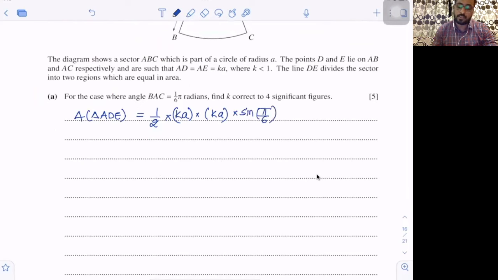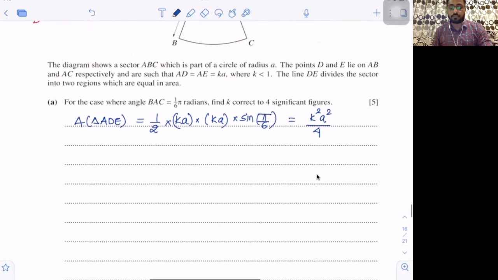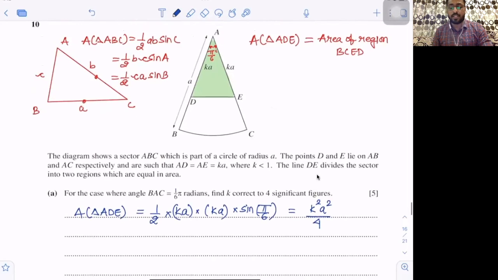Sine of pi by 6. So that should give me, so what is sine pi by 6, students? Pi is 180. 180 divided by 6 is 30. Sine 30 is 1 upon 2. So 1 upon 2 into 1 upon 2, that gives me 1 upon 4. K into K gives me K square A square. So my answer would be K square A square upon 4. That's the area of triangle ADE. Right, students?